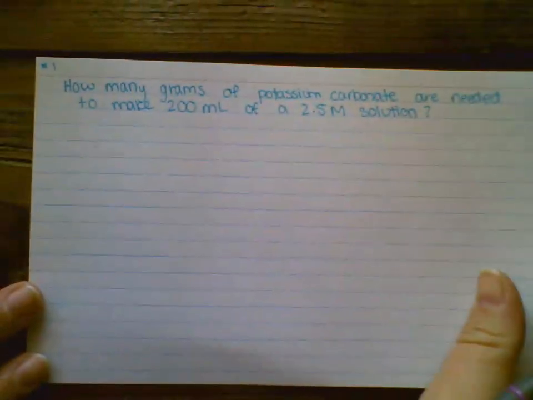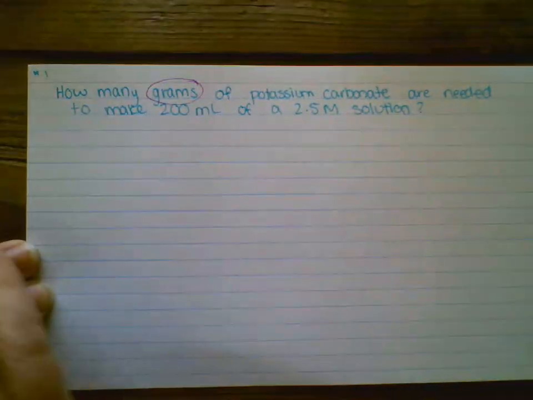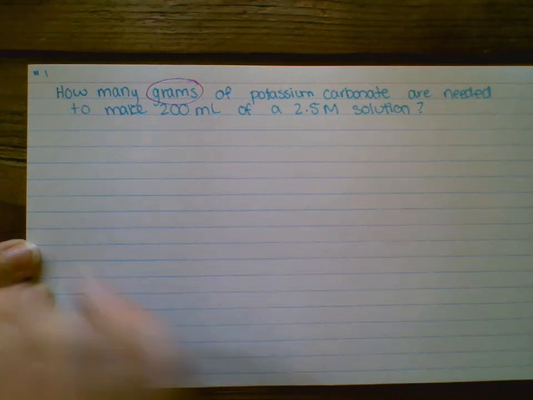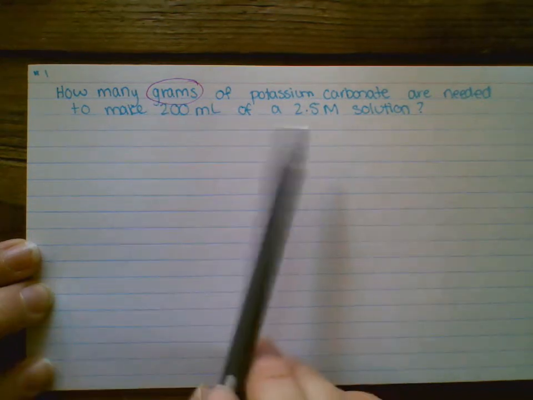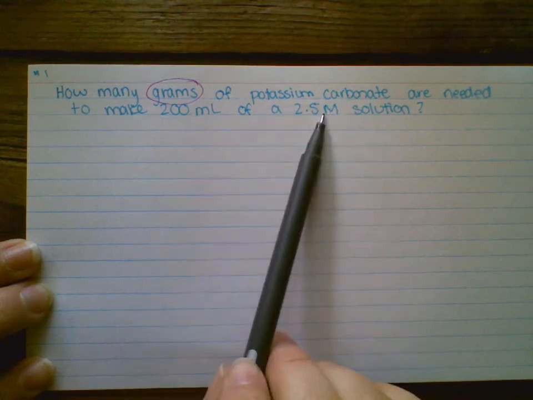Here in our next example, okay, this one we're asked how many grams of potassium carbonate are needed to make 200 milliliters of a 2.5 molar solution. So now in this case, I'm going to solve for grams. I can tell that because I'm given my other two pieces of information. I'm given a volume and I'm given a molarity.